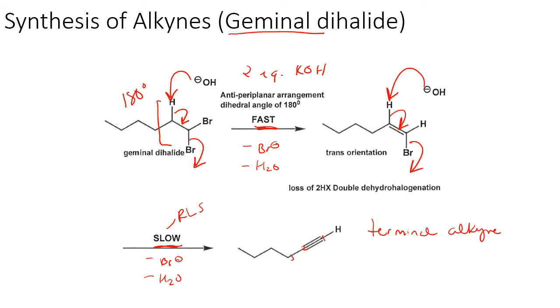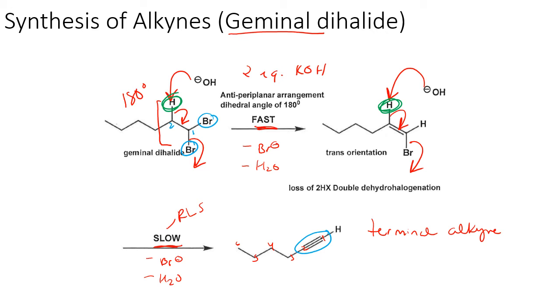1, 2, 3, 4, 5, 6. The triple bond, notice, was still placed between positions 1 and 2, even though we had both of our halogens starting off on position number 1. 2 protons were lost from position number 2. So starting off, we lost a proton from position 2 in the first elimination, and then we lost another proton from position 2 in the second elimination.